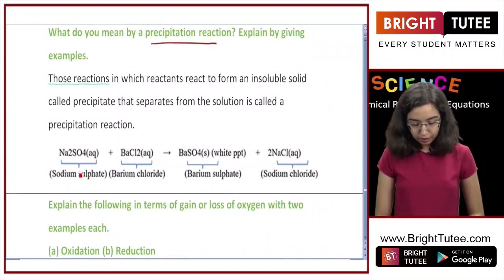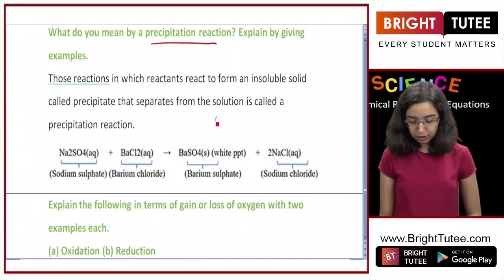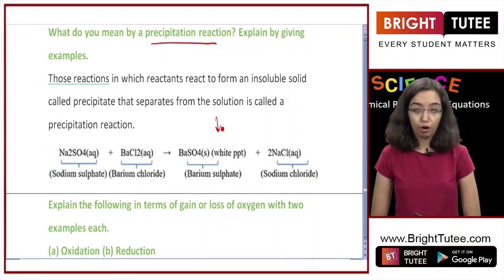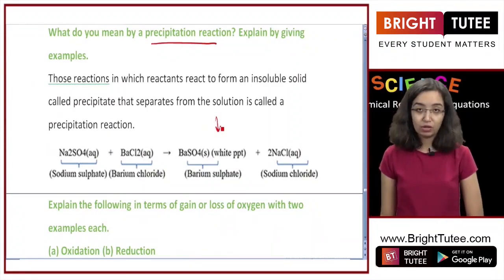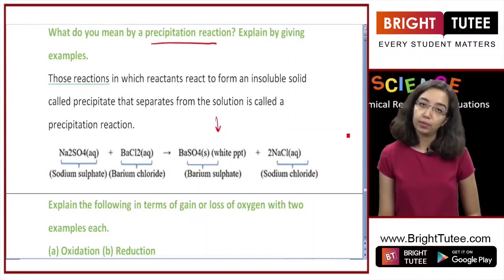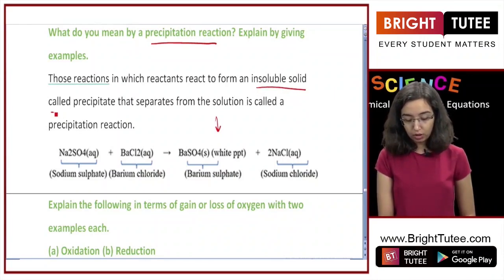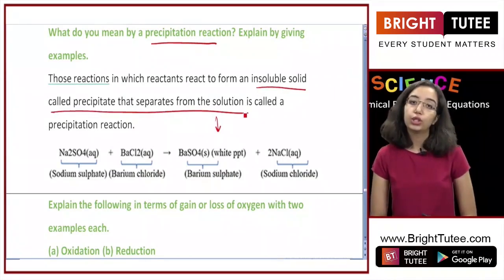Explain by giving examples. We have sodium sulfate and BaCl2, both aqueous, dissolved in water. But when we reacted them, BaSO4, a white precipitate, was formed, which did not dissolve in water and settles at the bottom, and NaCl dissolved in water. This is an example of precipitation, when an insoluble solid called precipitate separates from the solution.